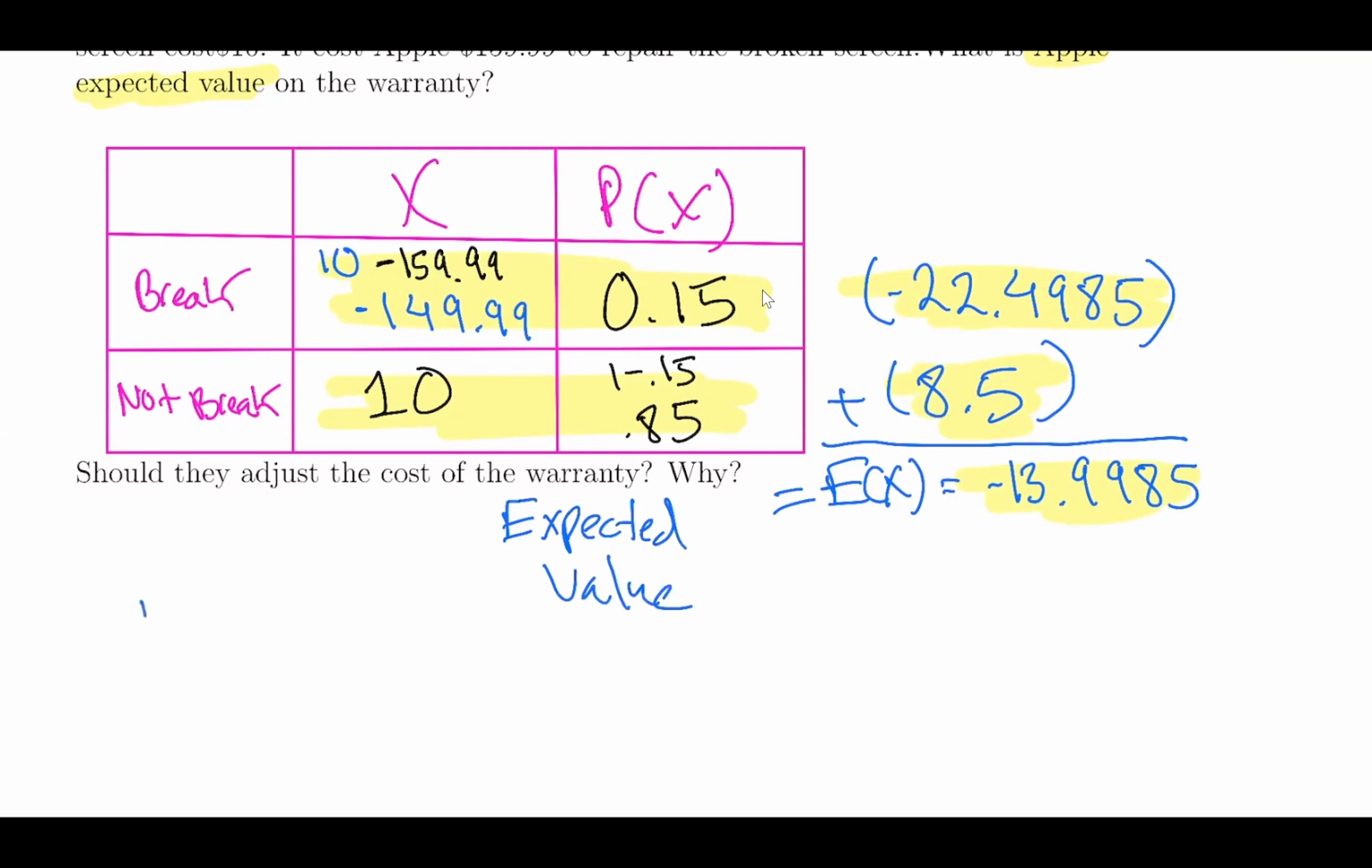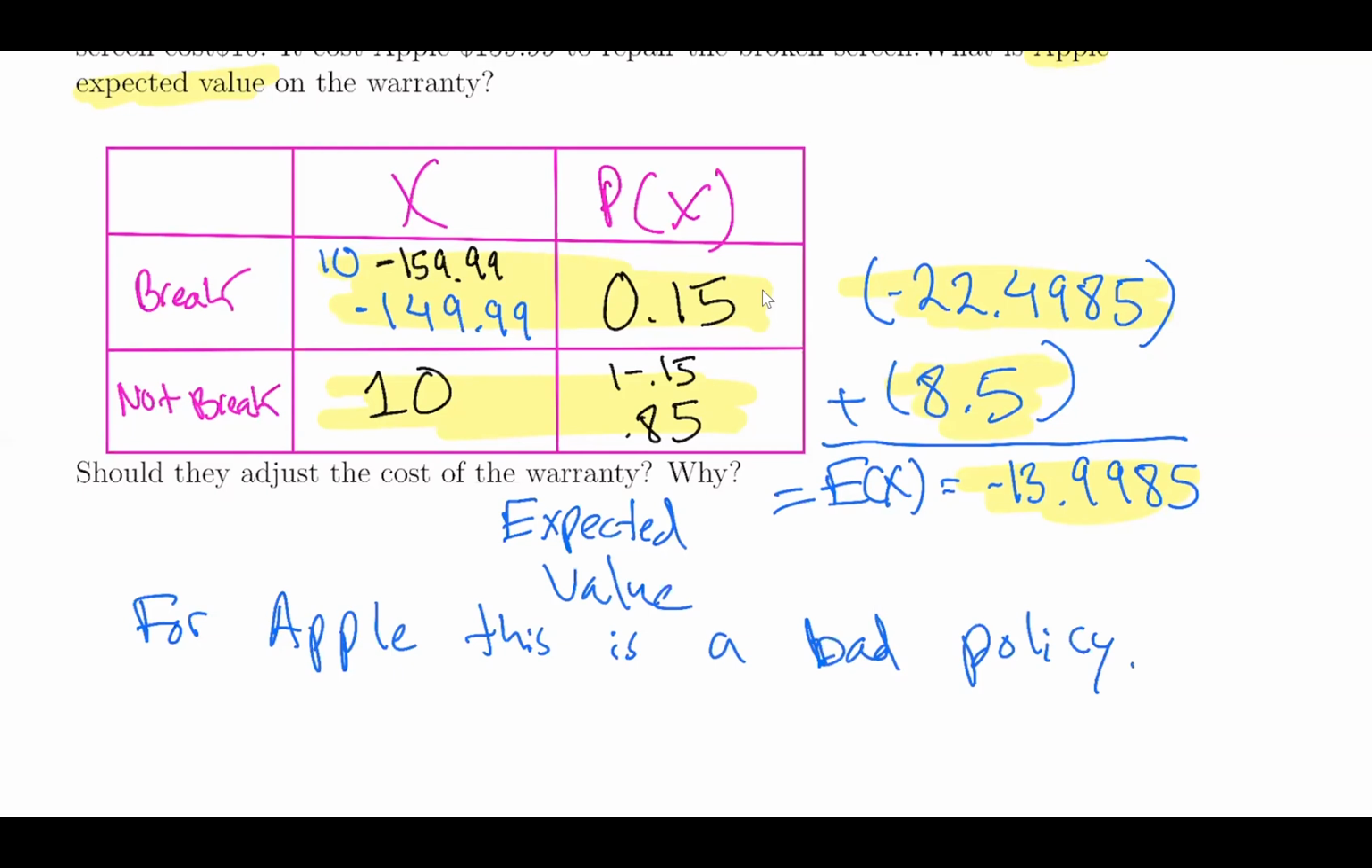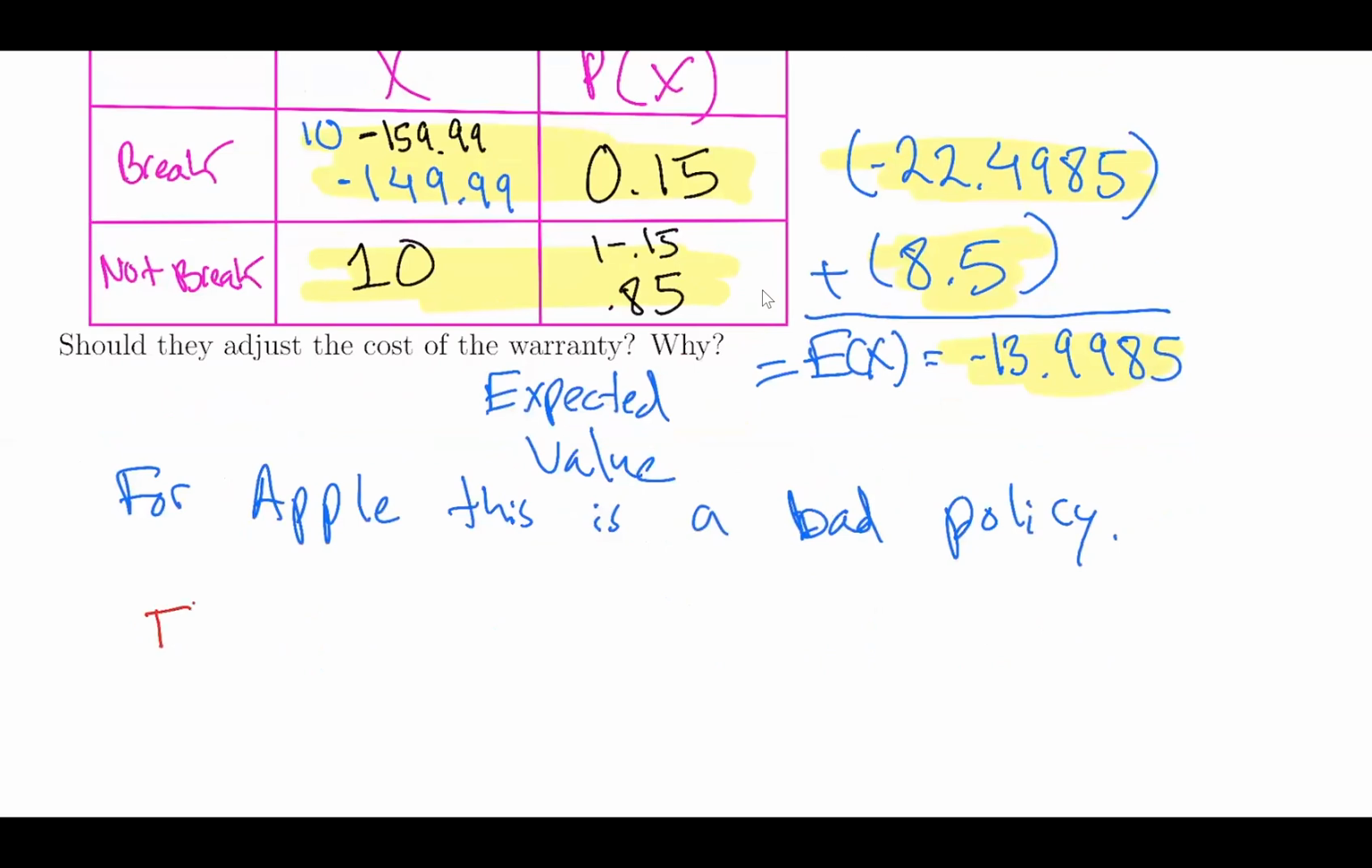Yeah. So for Apple, this is a bad policy because every time they sell one of these policies, they're pretty much losing money. So if Apple wanted to gain money, what can they adjust to make their profit go up? Make the warranty more.